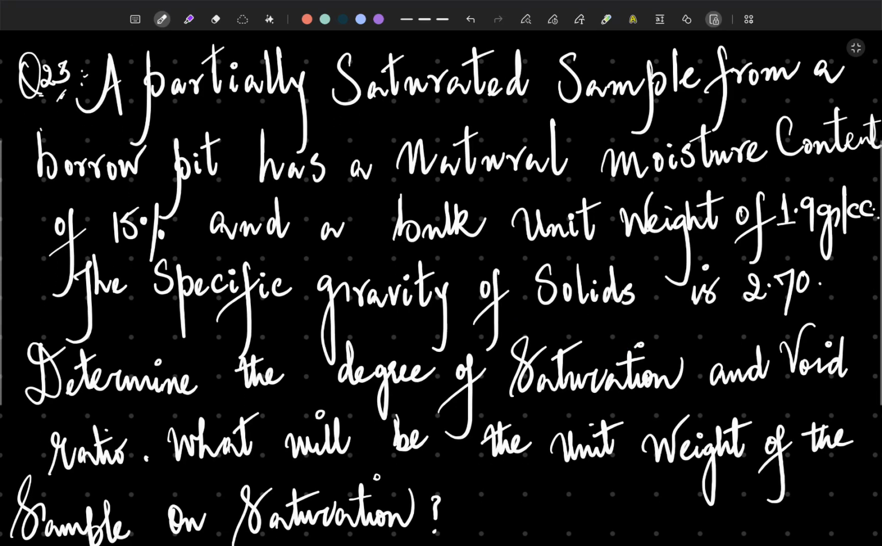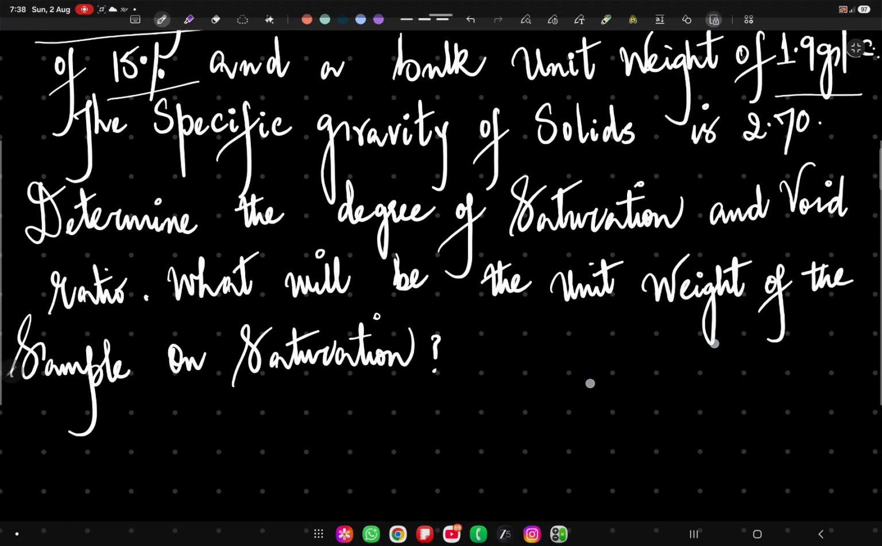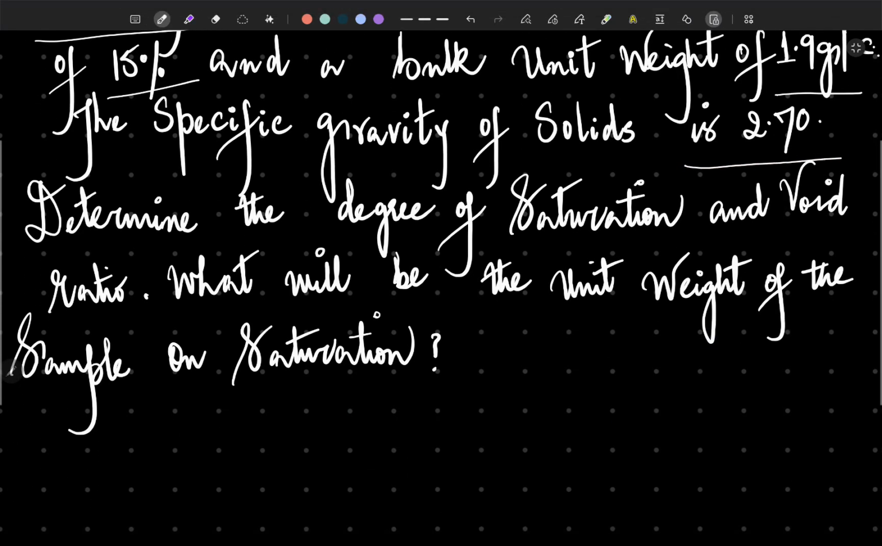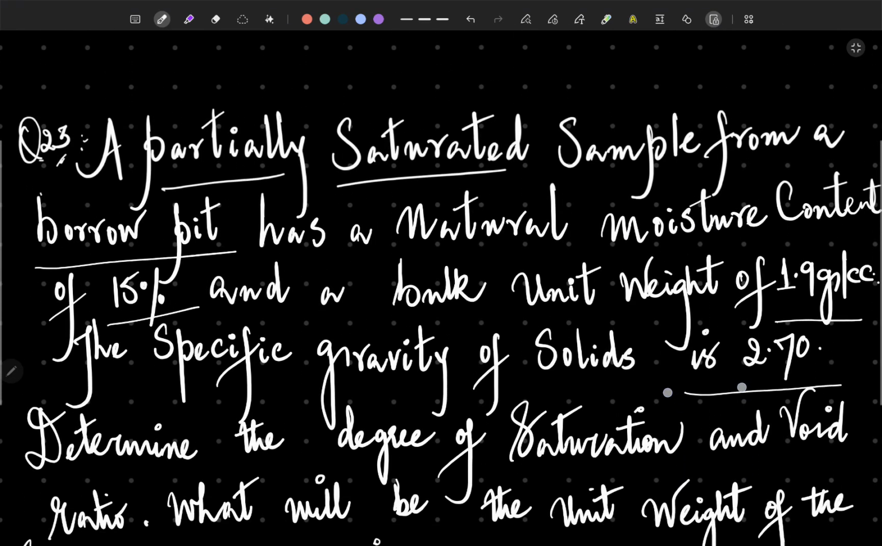All right, the next question is a partially saturated sample from a borrow pit. The sample has been collected from a borrow pit, is in partially saturated condition, has a natural moisture content of 15%, and a bulk unit weight of 1.9 gram per cc. The specific gravity of solids is 2.70. We have to determine the degree of saturation and void ratio. The next part says, what will be the unit weight of the sample on saturation? All right, so one by one we'll be solving this question.